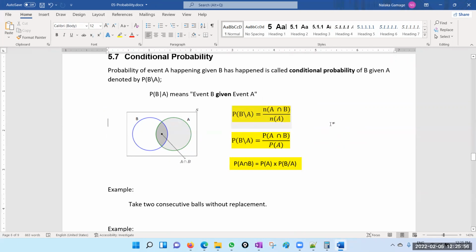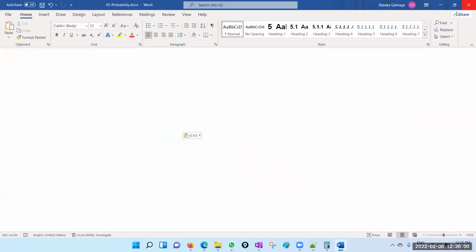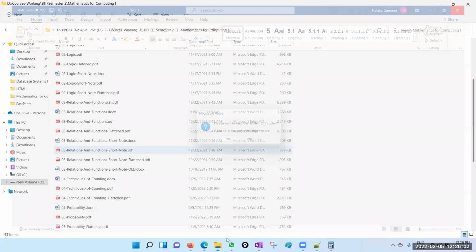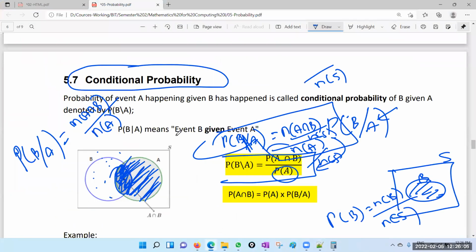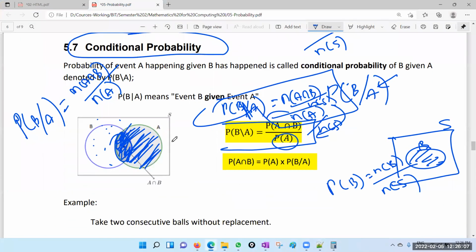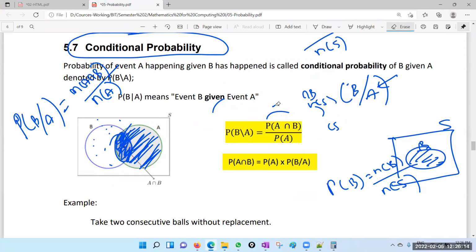Right. So those are the three possible formulas. Right. So that is called conditional probability. So this formula can be handy in this format as well. Of course, you can use it in this format. PB given A is PA intersection B divided by PA. Another way we can use it is PA intersection B equal PA into PB given A.